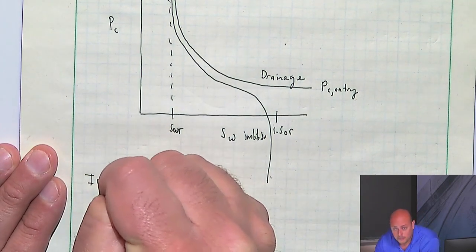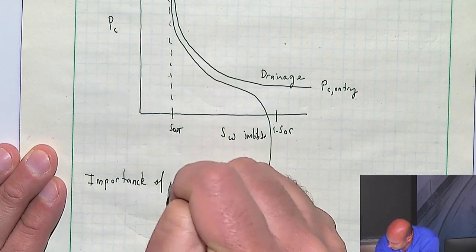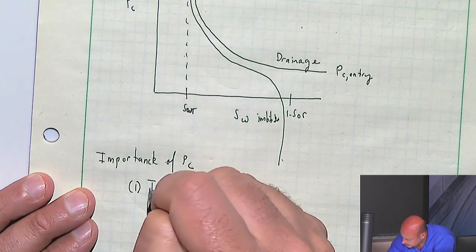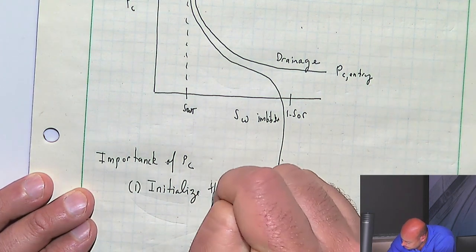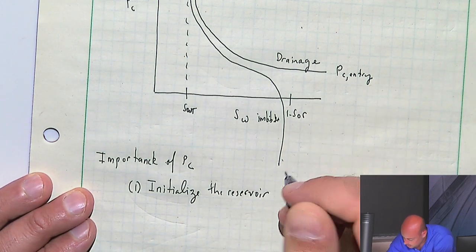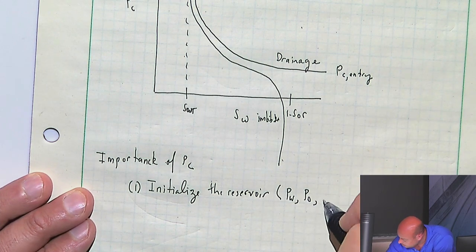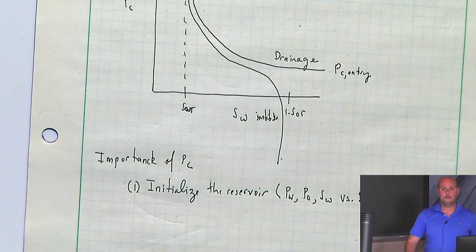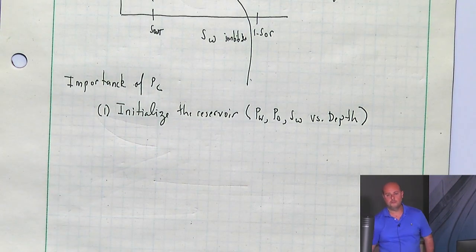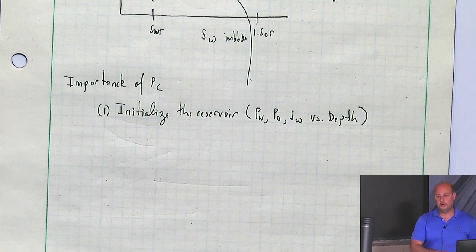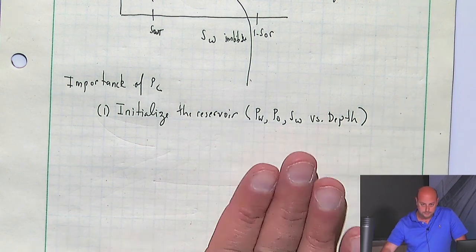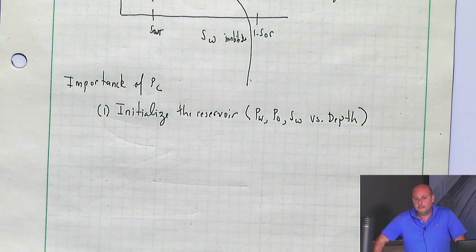So, the importance of capillary pressure. Well, one reason why capillary pressure is important is to initialize the reservoir. We want to know what the initial conditions are in the reservoir, and by that I mean, what is the water pressure, what is the oil pressure, and what is the water saturation versus depth. With a capillary pressure curve, you can determine the water pressure, the oil pressure, and then the difference is the capillary pressure, PO minus PW, and you can use the capillary pressure curve to get SW, so you can determine what the water saturation is at any depth in the reservoir. We're going to do that either Wednesday or Friday, probably Friday.